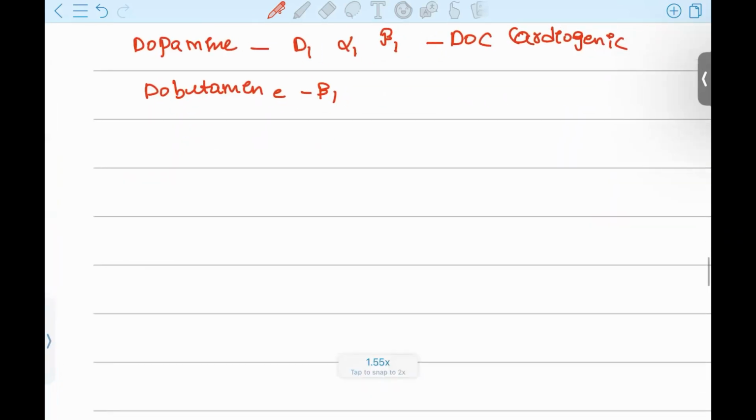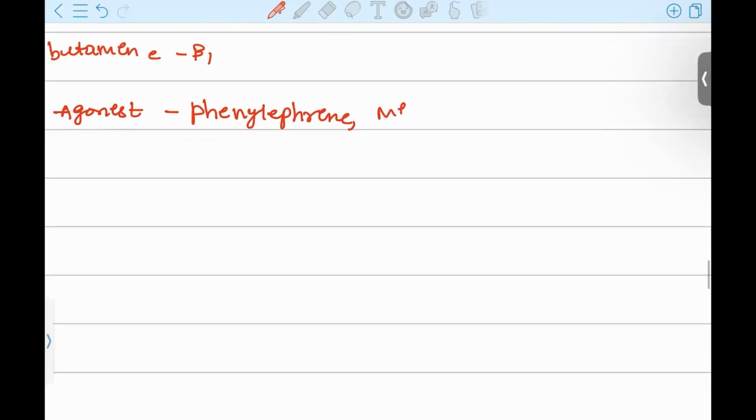Next, we see the non-catecholamines. For example, alpha 1 agonists. We have so many drugs as alpha 1 agonists. For example, you may have heard of phenylephrine. And there is also midodrine. Midodrine is used for orthostatic hypotension. Those people suffering from orthostatic hypotension, we can give this drug. Midodrine is the drug of choice.